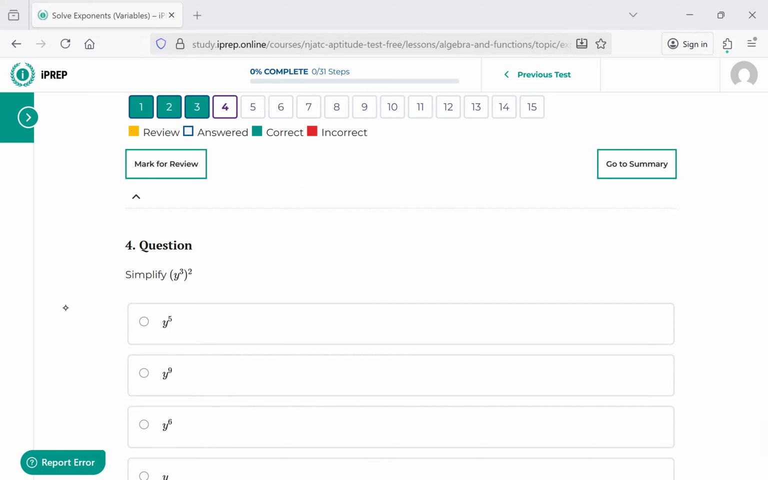Let's do question 4. So question 4 says, we have y^3 raised to the second power. So what is that? So remember the raising is when you multiply. So when you raise an exponent, you're multiplying. So it's going to be y, what's 3 times 2? 6. Yep, that's simple.